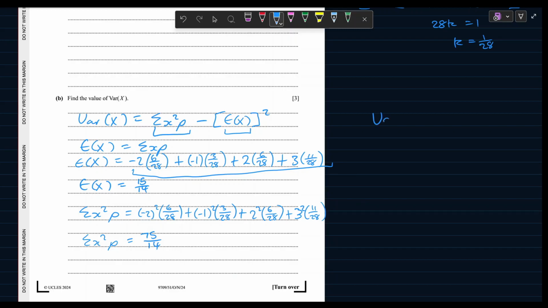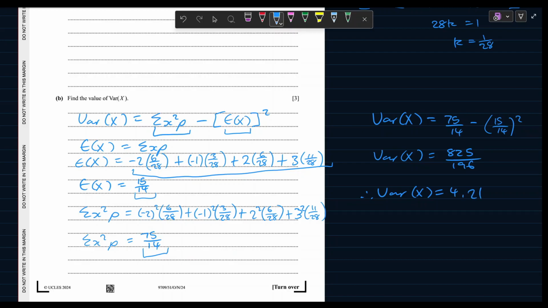So we can say that var of x is equal to our summation of x squared p, 75 over 14, minus our expectation squared, so 15 over 14 squared. Okay, and so the var of x is equal to, let's punch this into the calculator, 75 over 14 minus 15 over 14 squared. This gives us 825 over 196. If we're going to give it to three significant figures, this is 4.21, and that's our final answer.